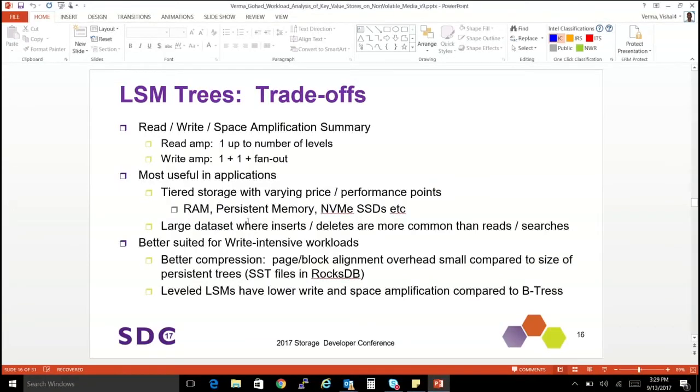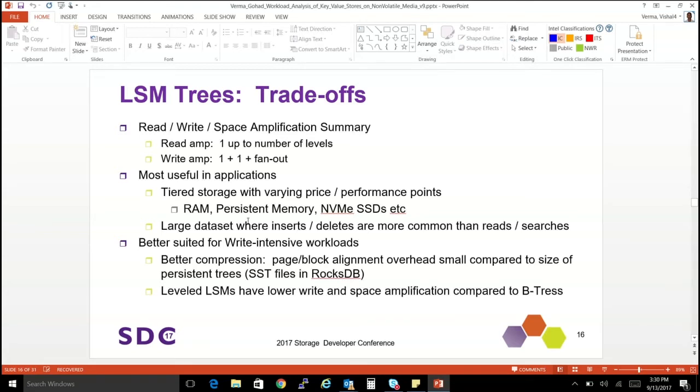And then there is read amplification and space amplification. Read amplification depends on your number of levels. It can be one, okay, my key was just in my L0, or it can be as many as it has to go through all the levels to get the key. So it really depends. And then there is write amplification, where this is taken from a common LSM summary: 1 + 1 + fan out is the formula for the write amp.